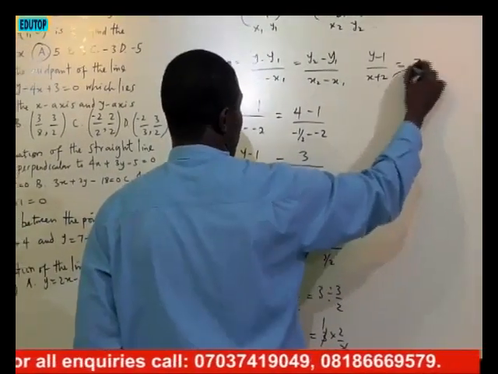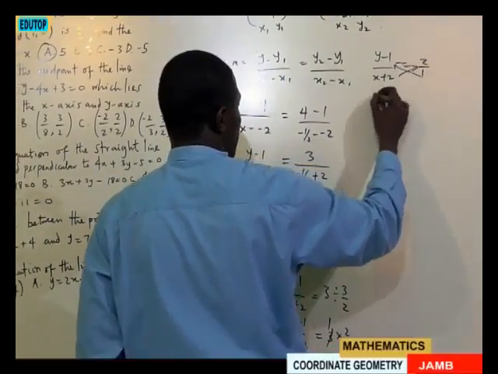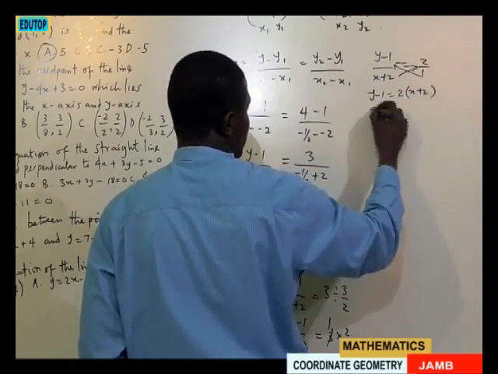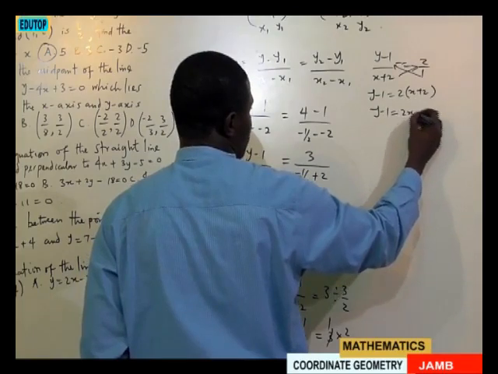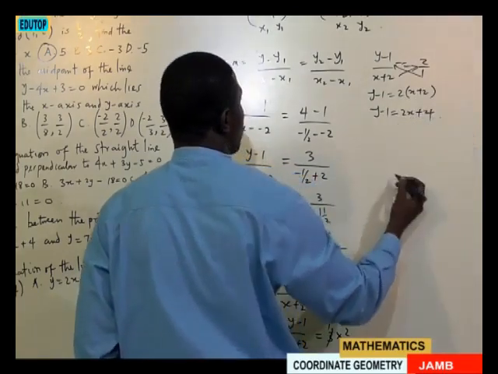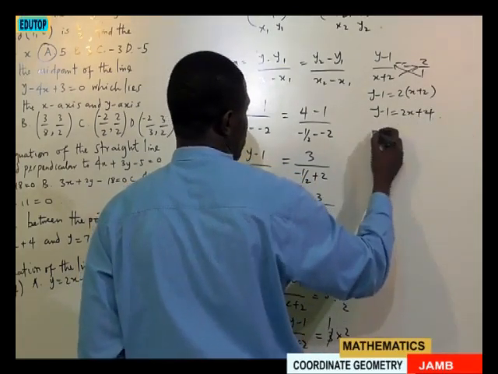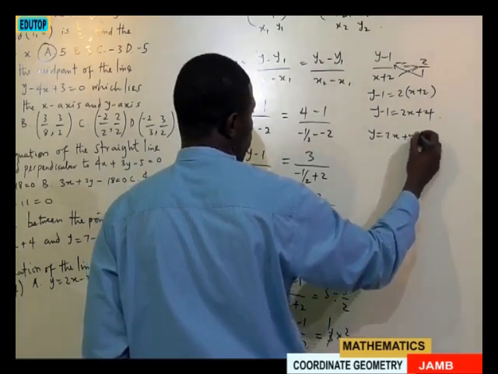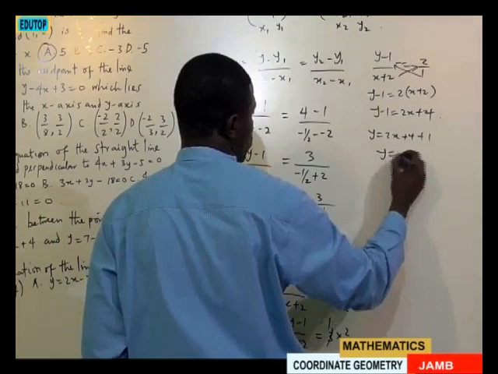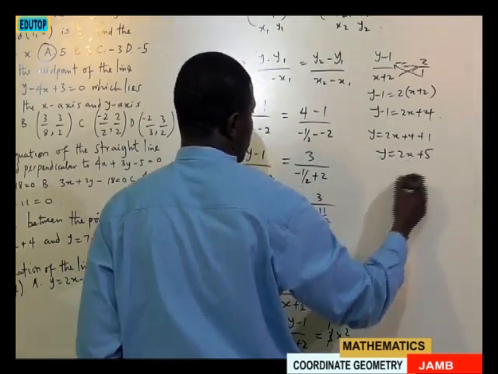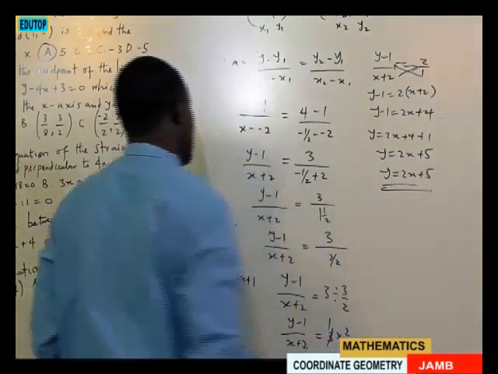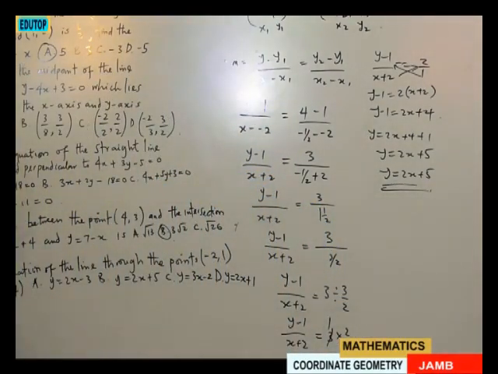And I cross multiply: y minus 1 equals 2 times (x + 2). And it's y minus 1 equals 2x plus 4. Collect like terms: y equals 2x plus 4 plus 1, and y equals 2x plus 5. So y equals 2x plus 5 is the equation of the line. So we go to our options and see the one that matches that, and that is option B.